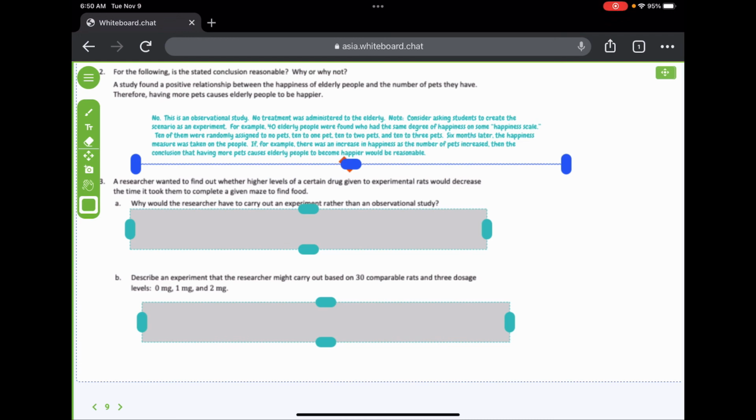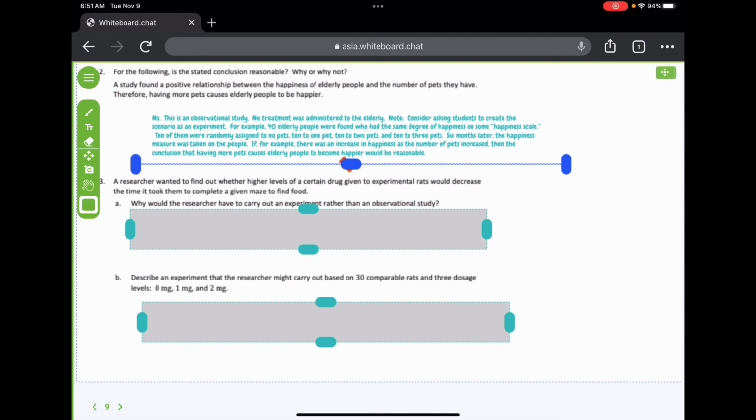Note, consider asking the students to create a scenario as an experiment. For example, 40 elderly people were found who had the same degree of happiness on some happiness scale. 10 of them were randomly assigned to no pets, 10 to 1 pet, 10 to 2 pets, and 10 to 3 pets. 6 months later, the happiness measure was taken on the people. If, for example, there was an increase in happiness as the number of pets increased, the conclusion that having more pets causes elderly people to become happier would be reasonable. Remember, just in an observation, you cannot use a cause and effect scenario or conclusion.